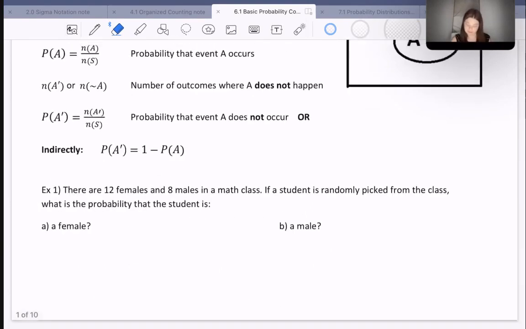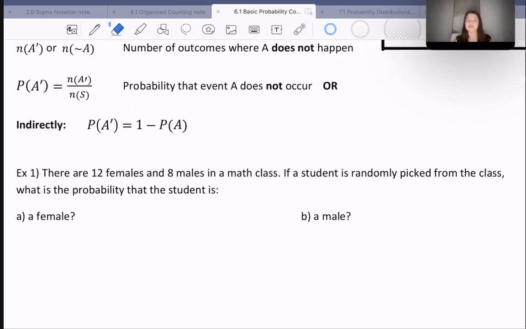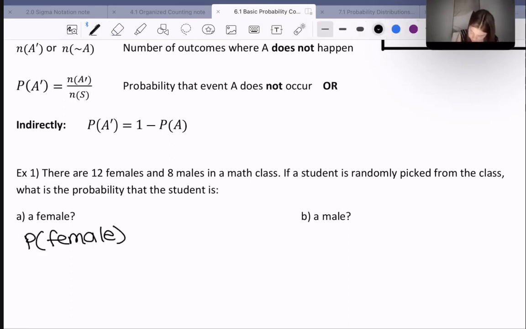So let's do an example. Here it says there are 12 females and 8 males in a math class. If a student is randomly picked from the class, what is the probability that the student is a female or a male? Okay, so let's see. Well, the first question I need to ask is: we want the probability of what? Probability of a female if we randomly select one person. Now, how many females are there? There's 12. And what is the total number of all students? Well, that would be the 12 females plus the 8 male students, which is 20 students in total.